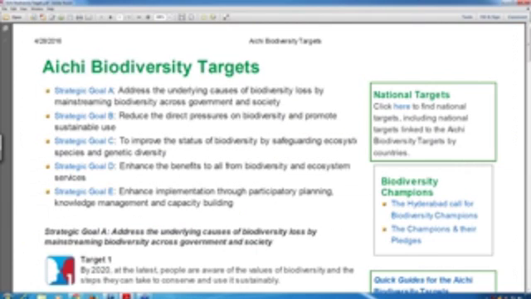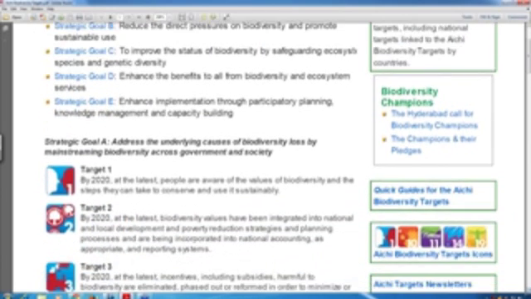So to conserve biodiversity, the international community has come together and they have 5 goals. The first goal is to address the problems associated with biodiversity loss by mainstreaming biodiversity across government and societies. That is, you will be using civil society also, you will be using government, and you will reduce the biodiversity losses. Then reduce the direct pressures on biodiversity and promote sustainable use. Factual data. Strategic goal C, to improve the status of biodiversity by safeguarding ecosystems, species and genetic diversity. Fourth, enhance the benefits to all from biodiversity and ecosystem services.